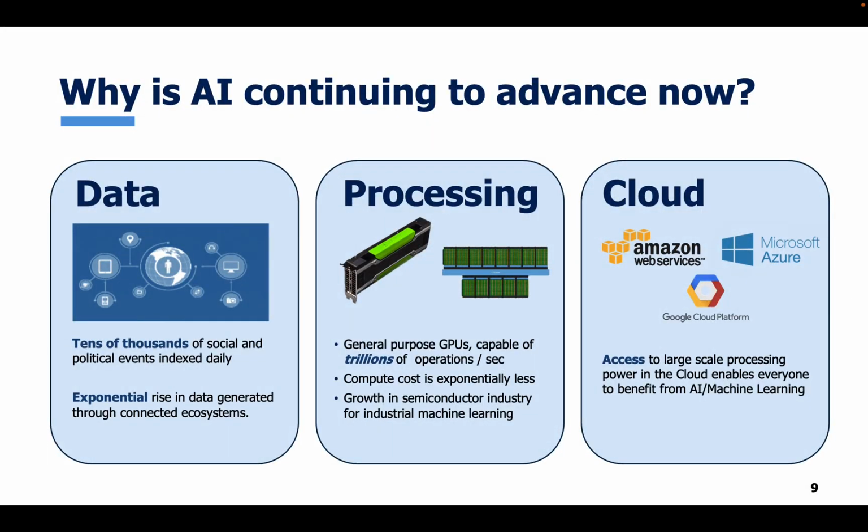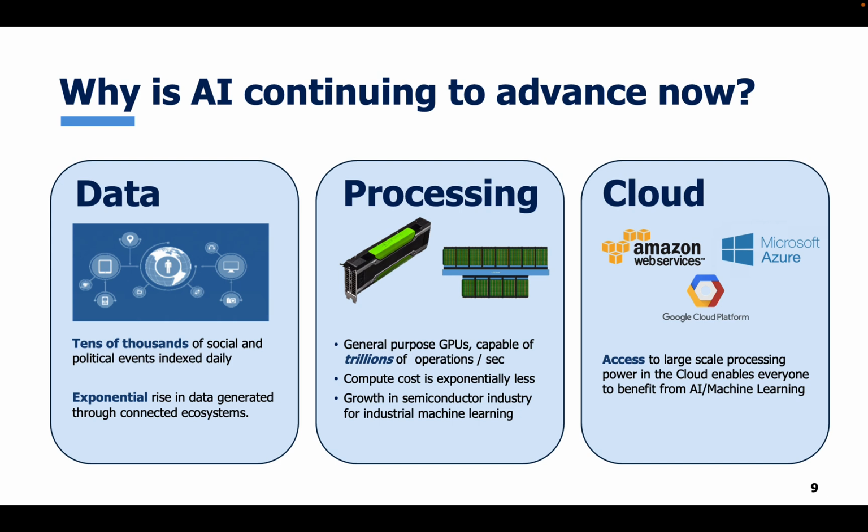Why is AI continuing to advance, and why is it doing it now? What has been different in modern AI versus the previous AI winters? And we really credit that to three things. The first is data. There are tens and tens of thousands of data, and we have the computational processing power to work with large data volumes.